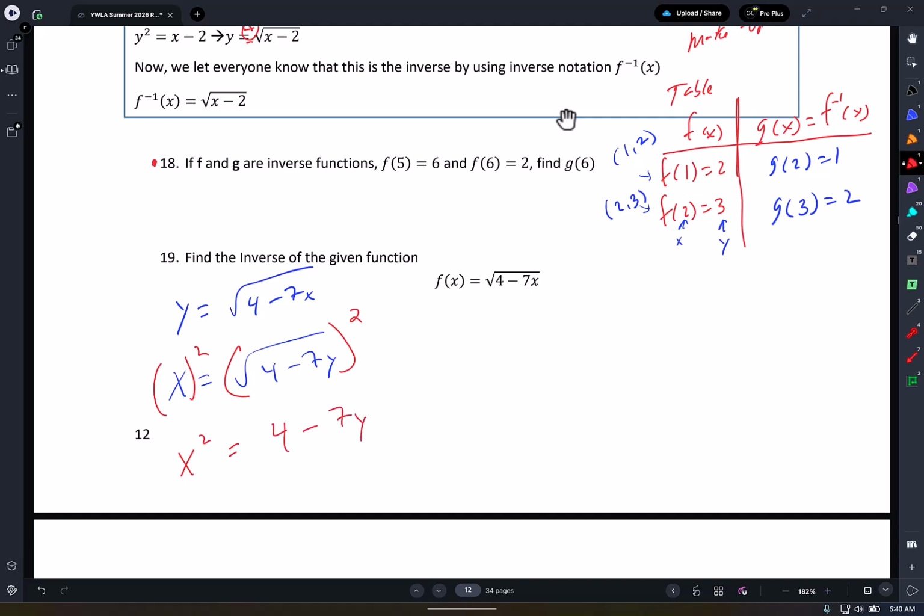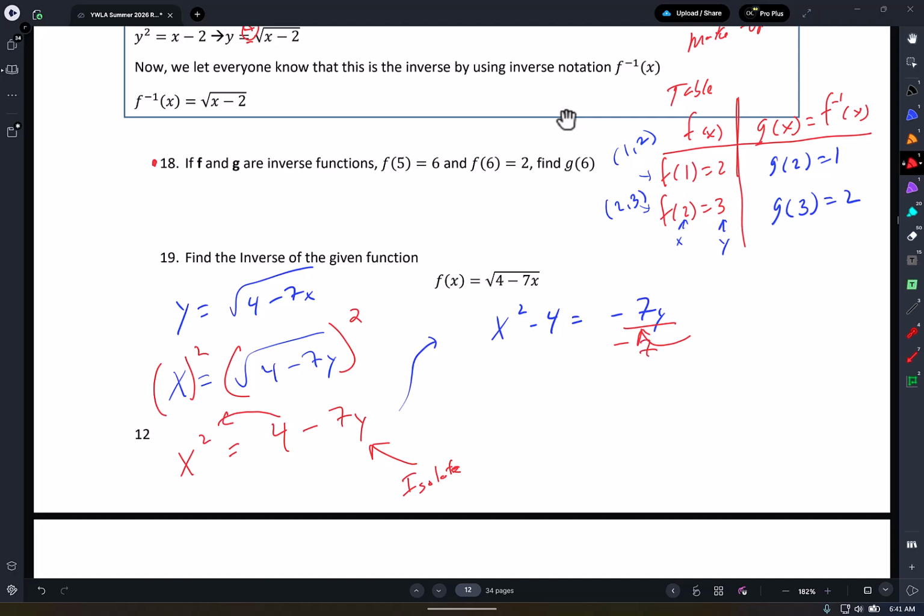So now what am I trying to do? I'm trying to isolate the negative 7y. So I'm going to write the word isolate here. Did I spell that right? Isolate. All right. And then from there, guys, I'm going to move that 4 to the left. So I'm going to have x squared minus 4 equals a negative 7y. And then what I want to do now is get rid of that negative 7 in the front of that. So I'm going to divide by -7.